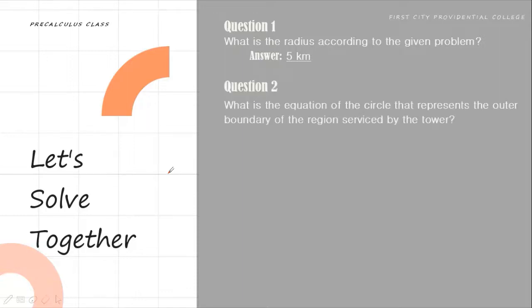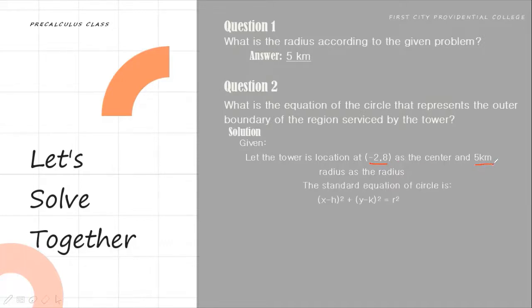Next, question 2, what is the equation of the circle that represents the outer boundary of the region serviced by the tower? So we have again the given, the location of the tower is (-2, 8). So this is our center. Always remember that when we say tower, this is the center of our circle. And again, the radius is 5 kilometers.